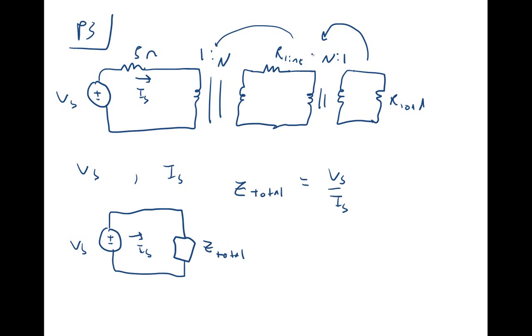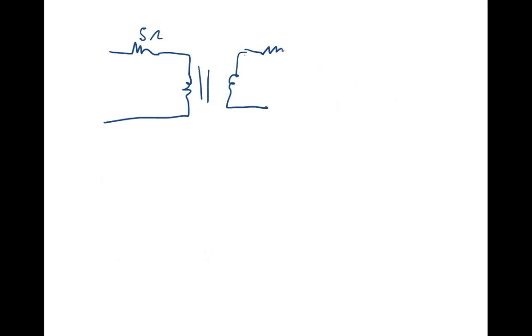And so if you reflect this load impedance across here, then you redraw the circuit that way. So here's your 5 ohm resistor, first transformer, R line, and then here would be your N1 over N2 squared. That's the second transformer times R load, reflected across.